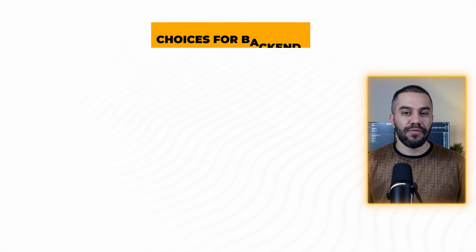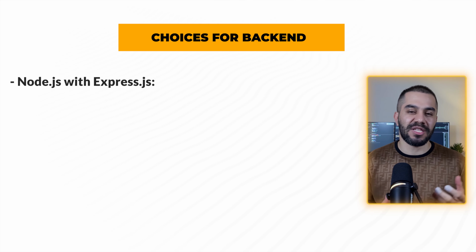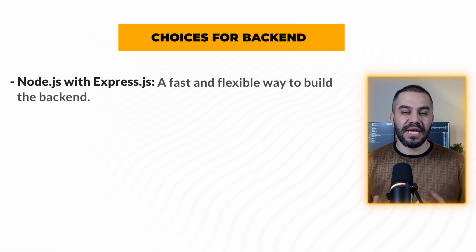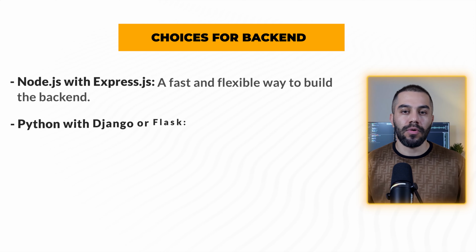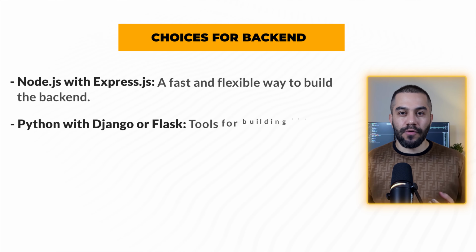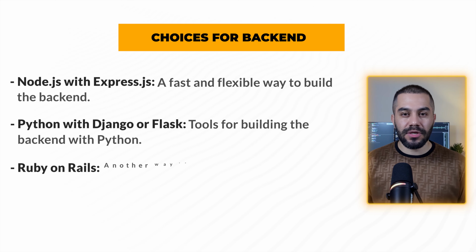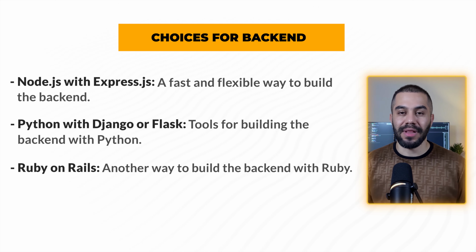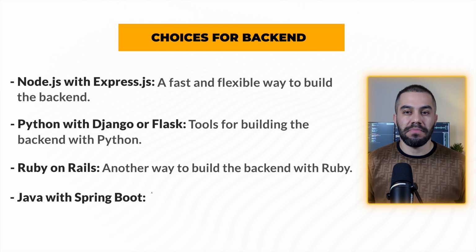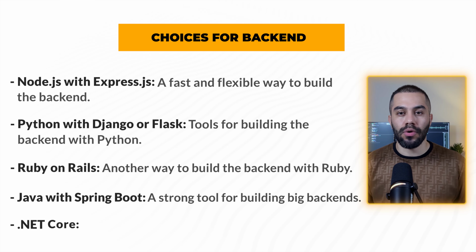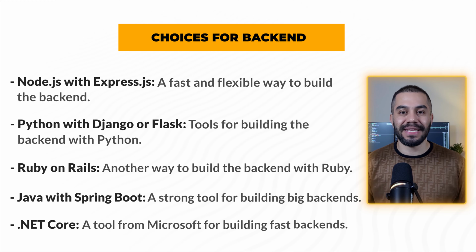As a first option, we have Node.js with Express.js, a fast and flexible way to build the backend. A second option is Python with Django or Flask, which are tools for building the backend with Python. We have Ruby on Rails, another way to build a backend with the Ruby language. Java and Spring Boot, a strong tool for building big backends. And finally, .NET Core, a tool from Microsoft for building backends.